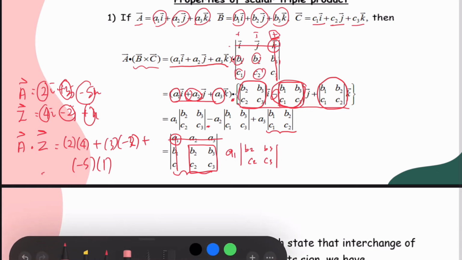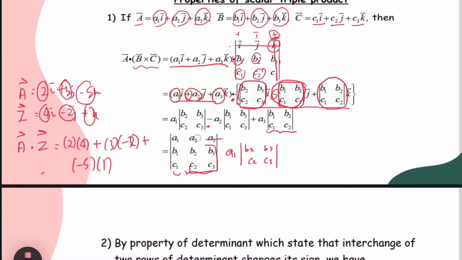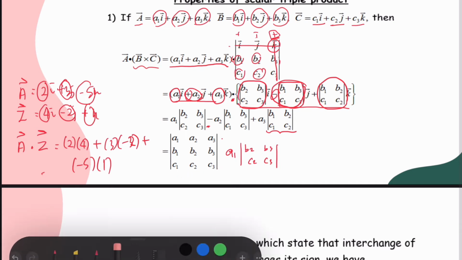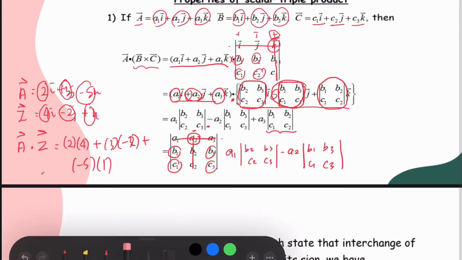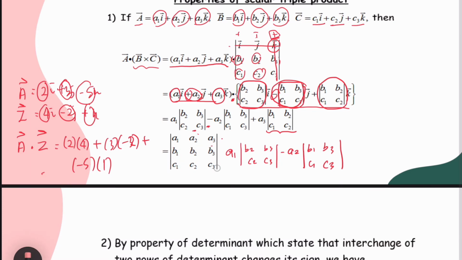Okay, then you continue by eliminating the first row and the second column. Therefore, this one is for A2. Don't forget that the sign is minus, so you have minus A2, and the determinant of the rest of the elements here, B1, C1, B3, C3. And the last one, when you eliminate the first row and the third column, this one is for A3, the sign is plus, and the remaining items here are B1, B2, C1, C2.